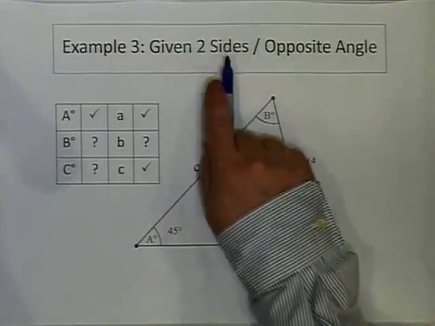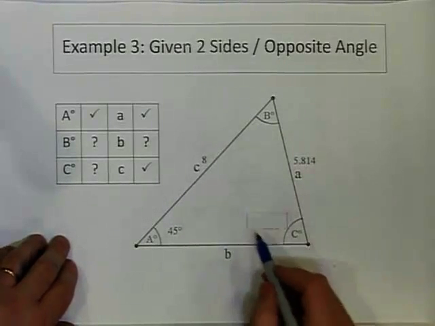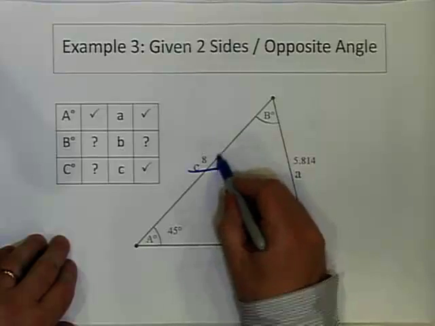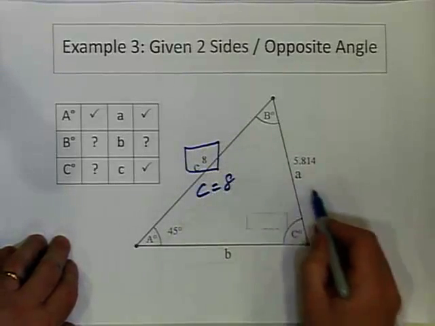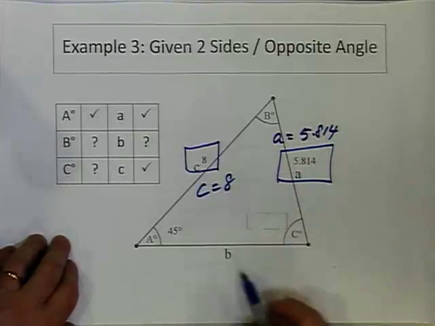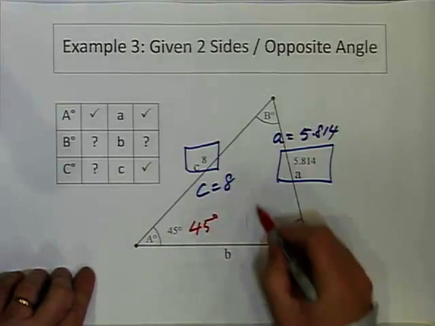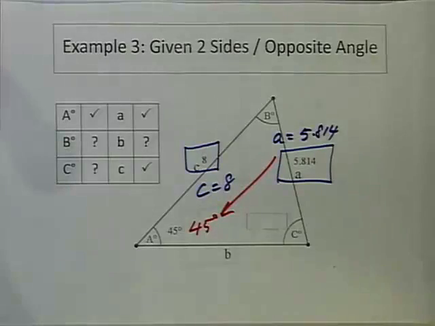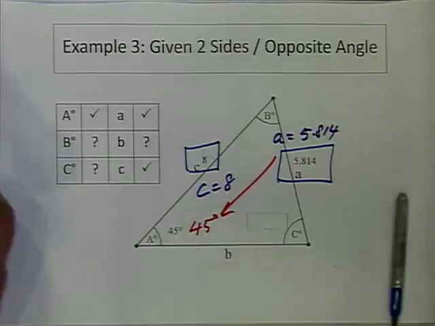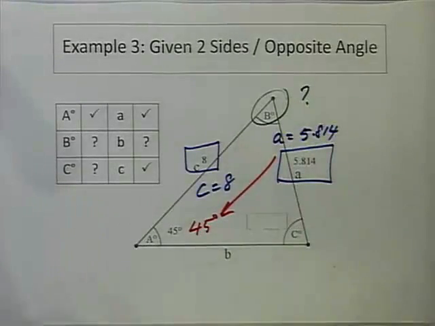Example 3. Two sides and an opposite angle. Two sides here, I've got C is 8. I've got A is 5.814. And I've got this 45 here. This 45 is opposite one of the letters. I don't have the shared one. The shared one would have been up here. And that's still unknown. What I have is an opposite one.